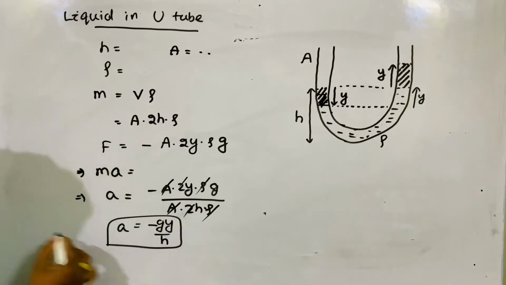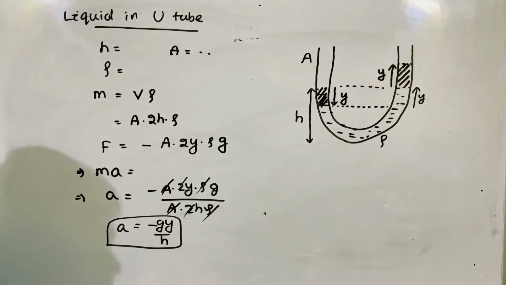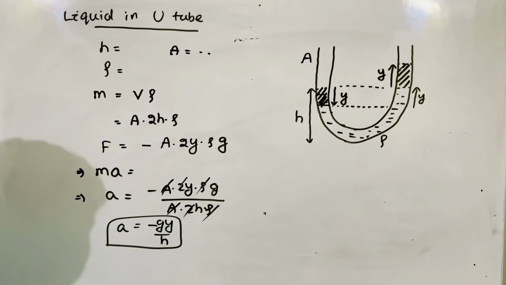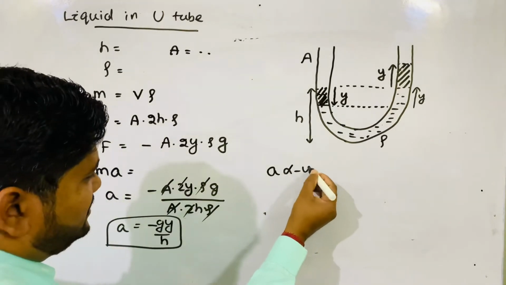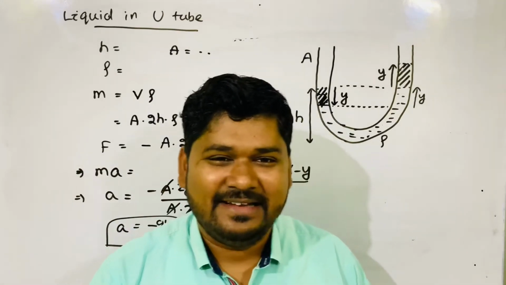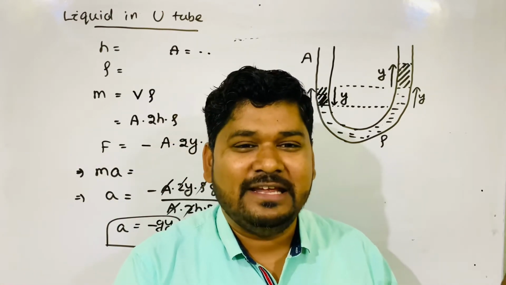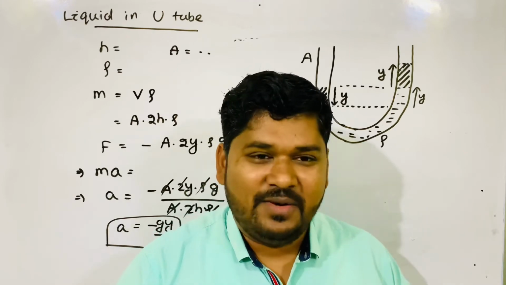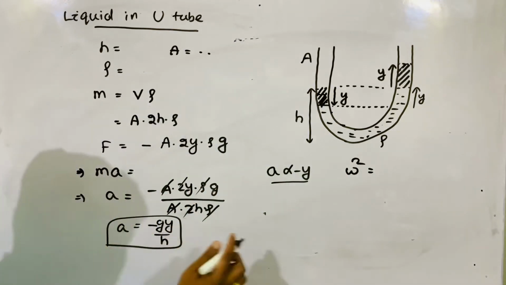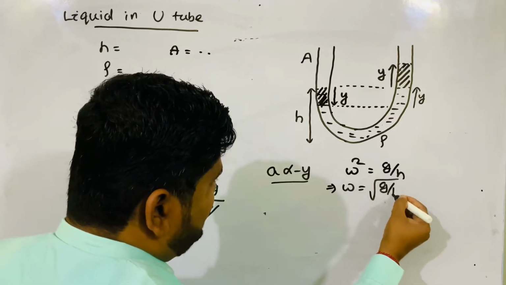Okay, we got it. g is constant, h is always constant. h we have taken as the height of the liquid initially in each limb, that is also constant. So acceleration is proportional to minus y. What line will we write here? The liquid in the U tube executes simple harmonic motion. Then omega square is equal to, with y, what is there? g by h. Then omega is equal to root under g by h.